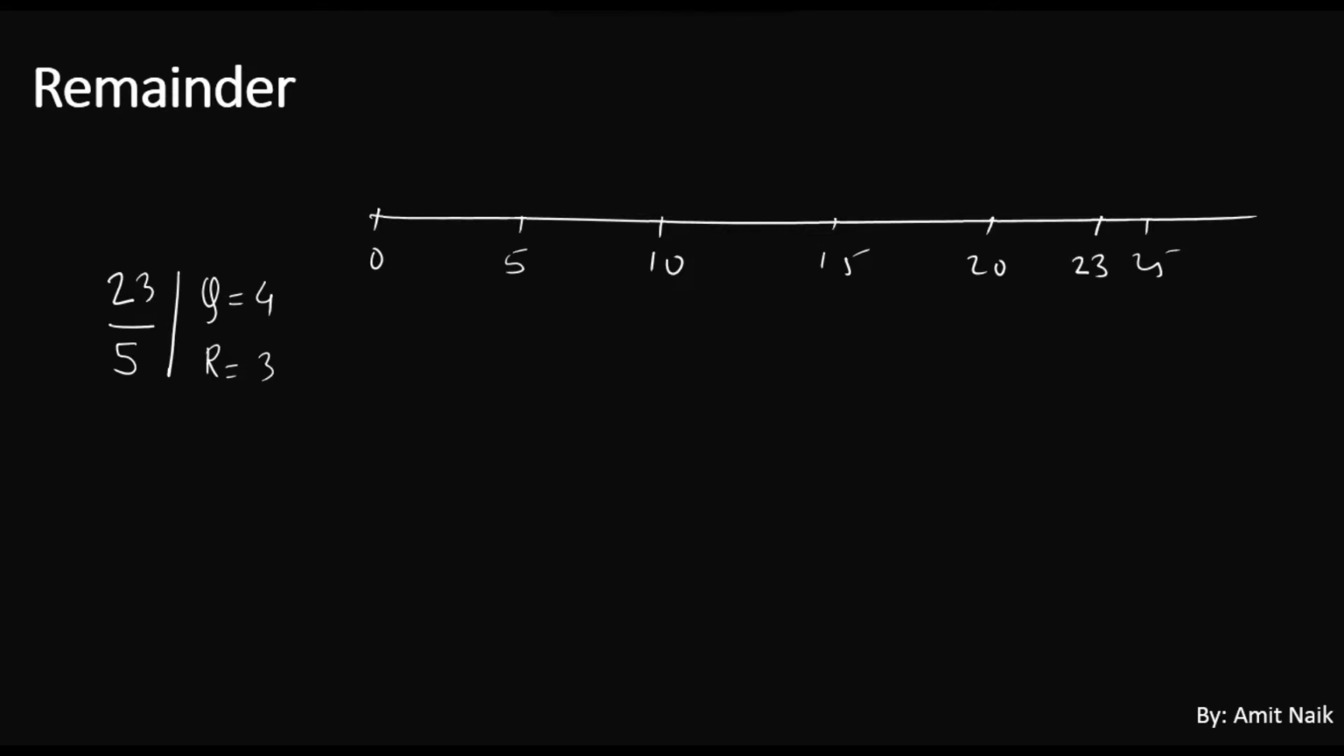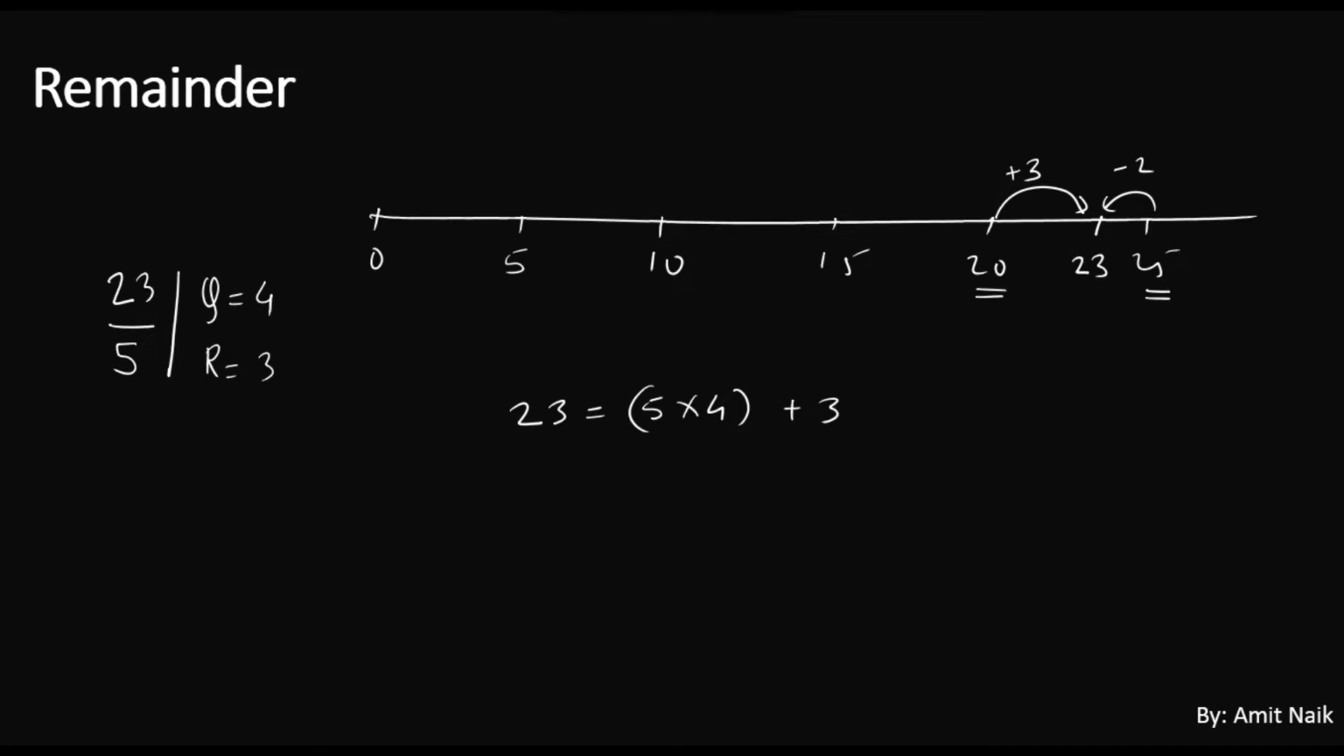Now I'm going to define remainder with two reference points. The reference points are 20 and 25. 20 is a multiple of 5 and 25 is also a multiple of 5. Now if you look at 23, 23 is 3 more than 20 and 23 is 2 less than 25. This is what we call as remainder. If I have to elaborate, I can write 23 as 5 into 4, which is 20, plus 3.